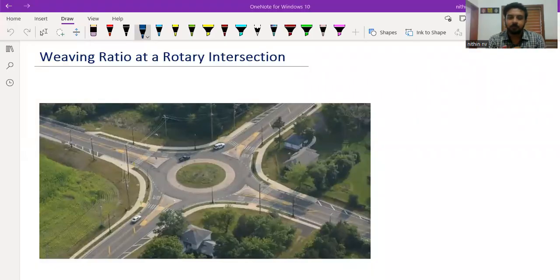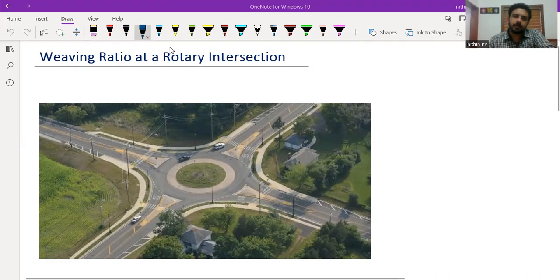Hi friends, in this video we are going to talk about the weaving ratio at a rotary intersection. A rotary intersection can also be called a roundabout simply, right? Weaving ratio, the term that we use in the design of rotaries, mainly comes up in the capacity calculation of a roundabout. But before directly going into that term, let me talk about what is actually happening in this roundabout or rotary.